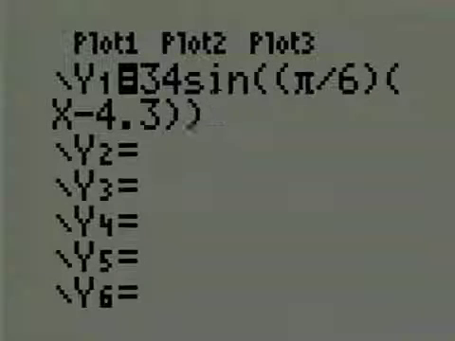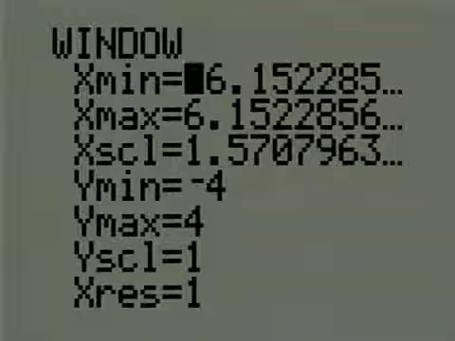Next, we'll adjust the viewing window. So we're going to press Window on the calculator key, and it will bring up the window which we had from the last example, which is the trig viewing window.